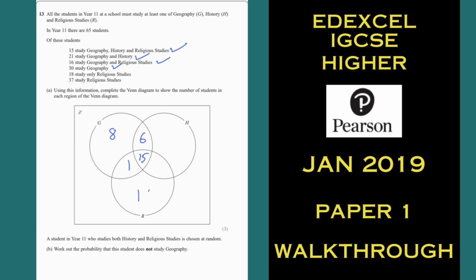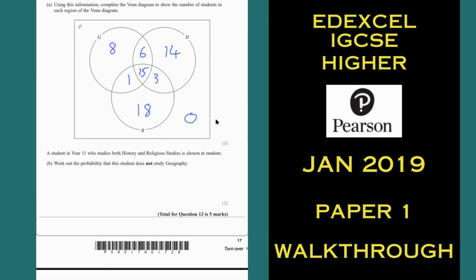18 only do RS. 37 study religion. So this entire circle for RS is 37. So we take away the numbers we can see. We're left with 3. Now when I said sneaky bit, this is it. Looks like they haven't given you any information for the rest. But there is something right on the top. They must study at least 1. So no students goes out there, and your 65 students must be somewhere in the Venn diagram. So 65, take away all the numbers you can see, leaves you with 14.